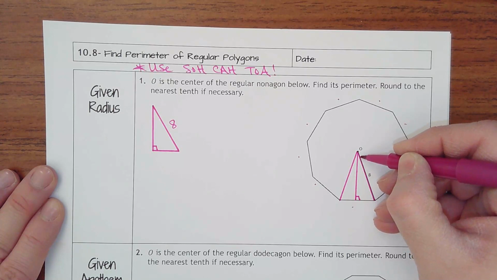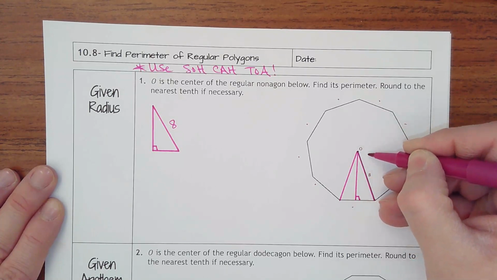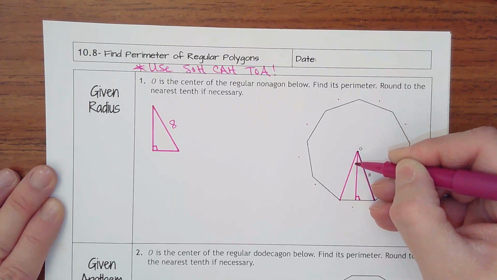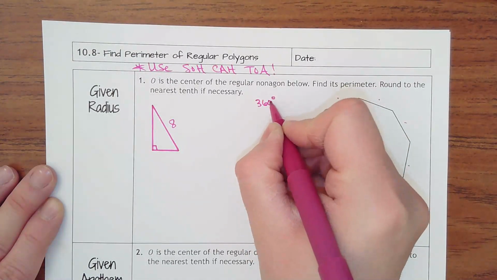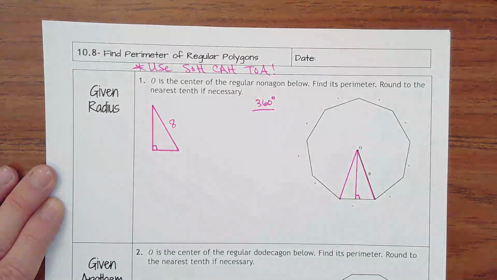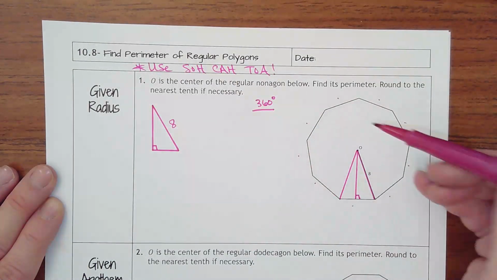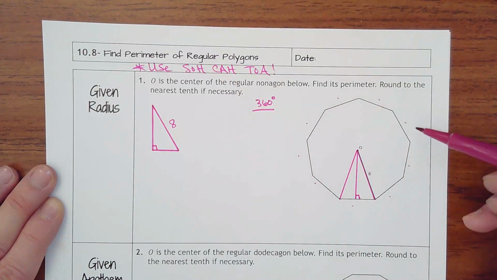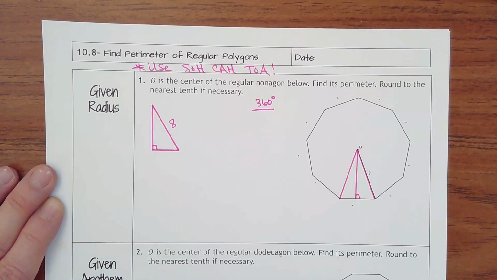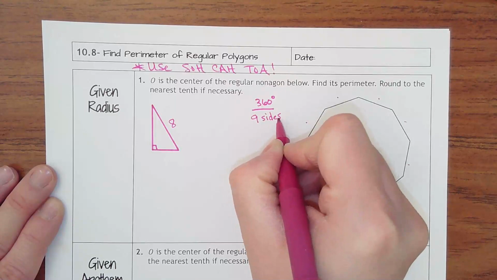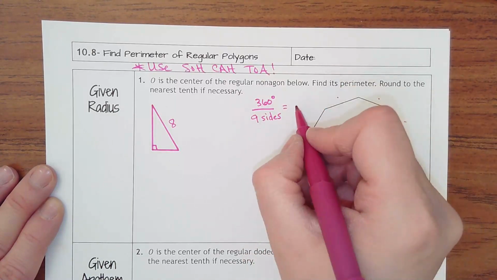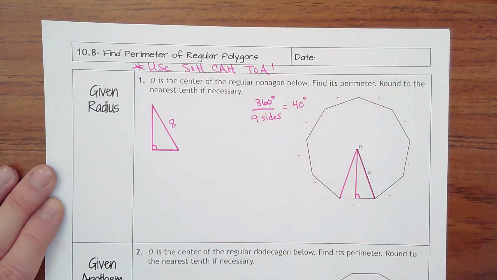So what you need to know is that all the way around the center would be 360 degrees. But I'm going to take my 360 degrees divided by my sides, 9, to tell me how many degrees are in each triangle. So 360 divided by 9, that would be 40 degrees in each triangle.